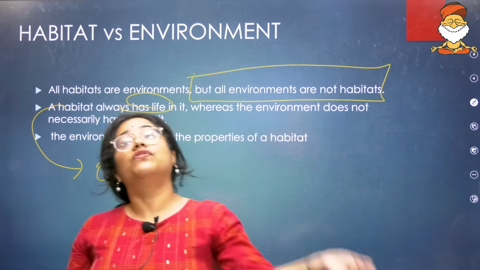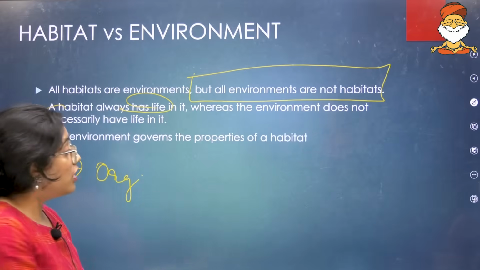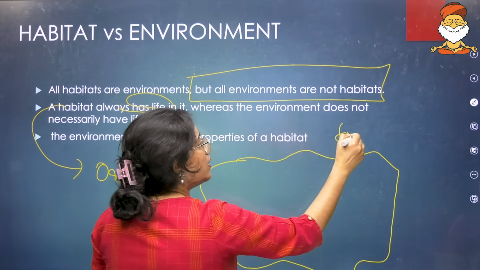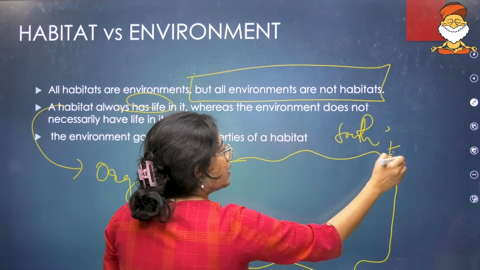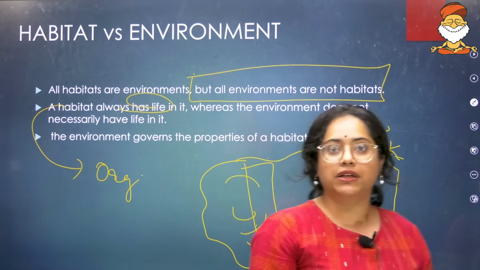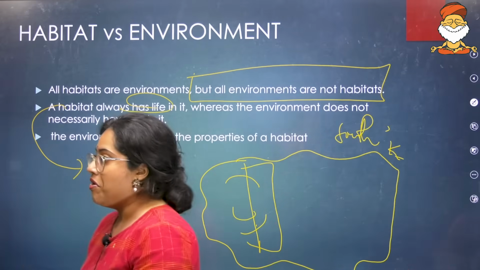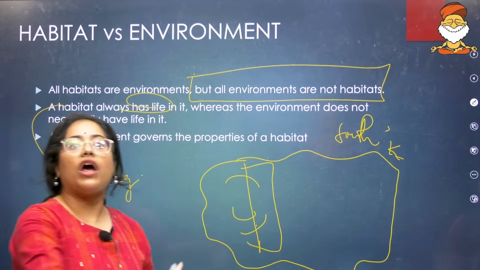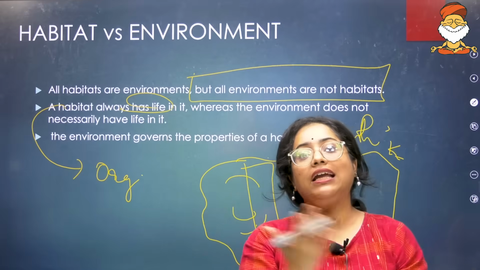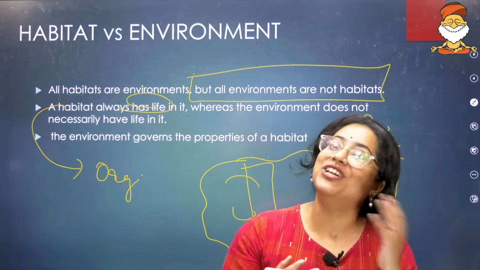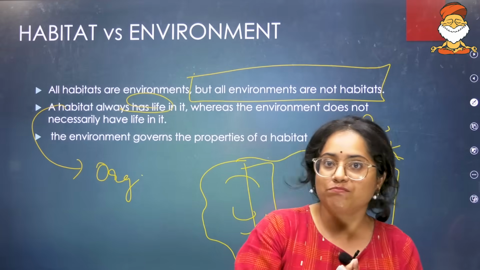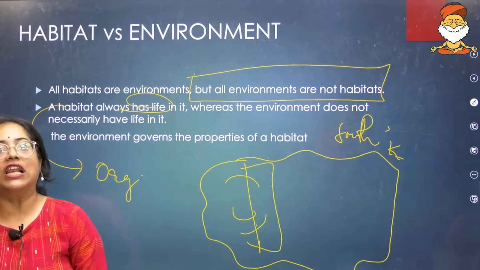The environment governs the properties of a habitat. That's also correct, because you have a larger environment in the southern part of India, maybe in Kerala and Karnataka, and that entire environment will determine what habitats are present. In some habitats you may have evergreen forest, the Western Ghats, and in others deciduous, but all of that is determined by the larger environment. And what is environment? The different biotic and abiotic factors existing there. Okay, so I hope it's all clear till now.